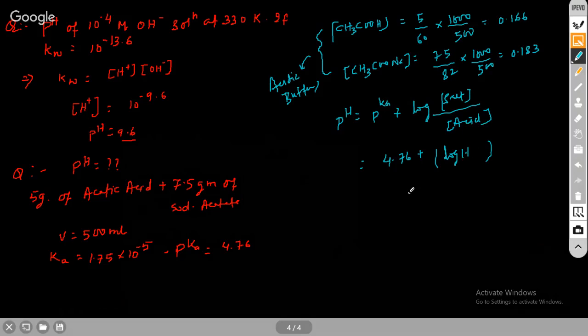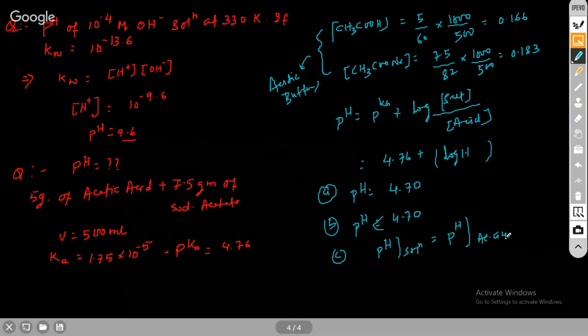Okay. Now when you see the options, option A is pH is 4.70. Option B, pH is less than 4.70. Option C, pH of the solution will be equal to the pH of the acetic acid, and D is 4.76 to 5.